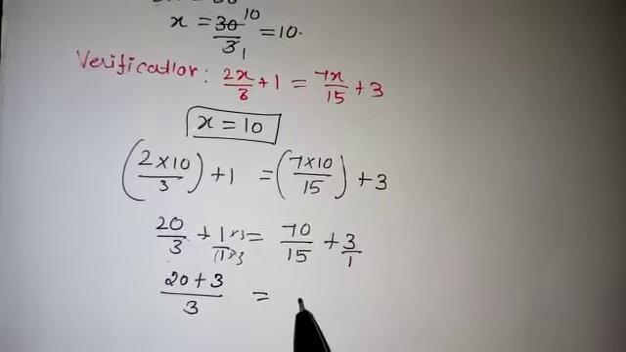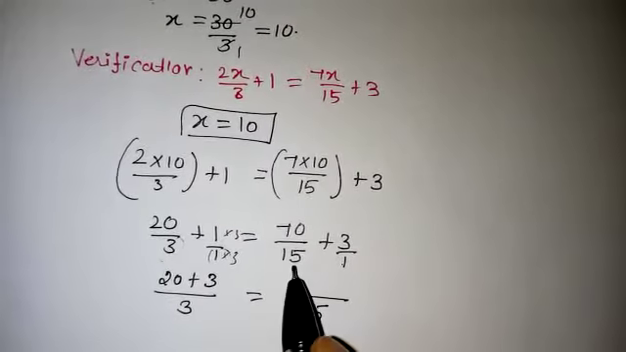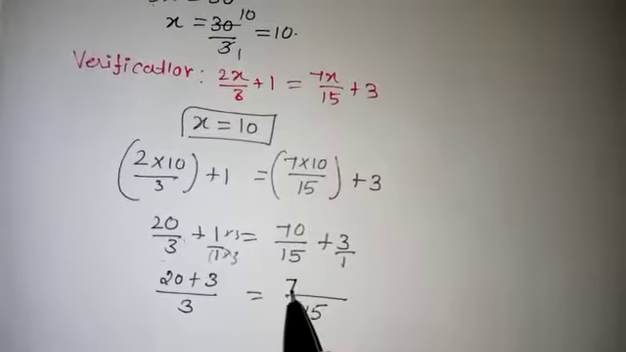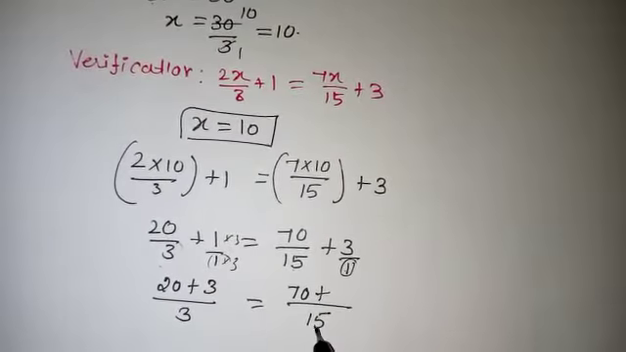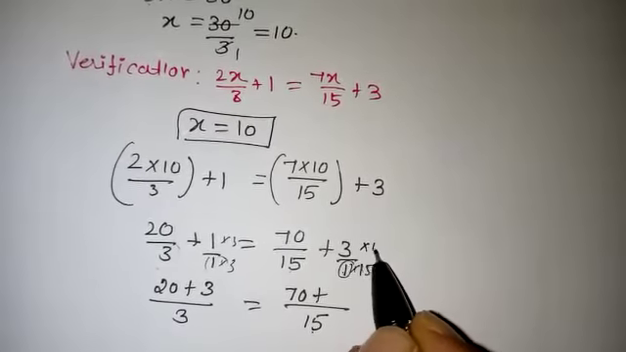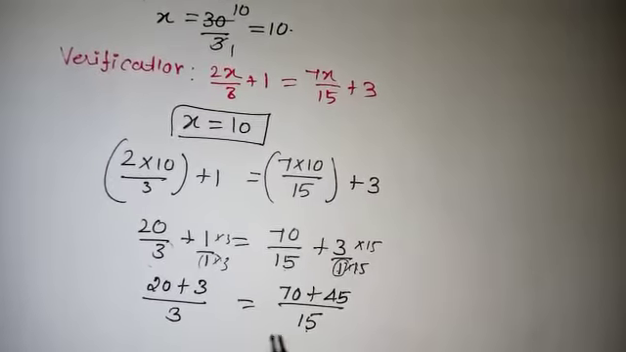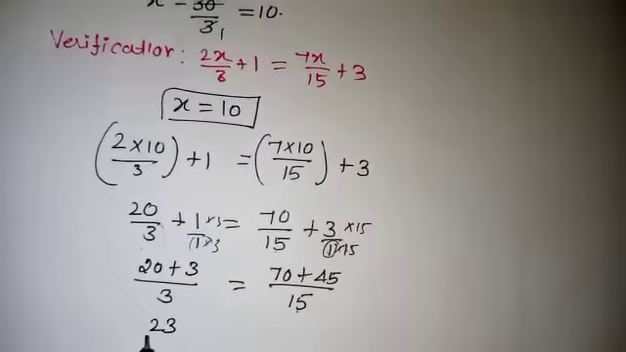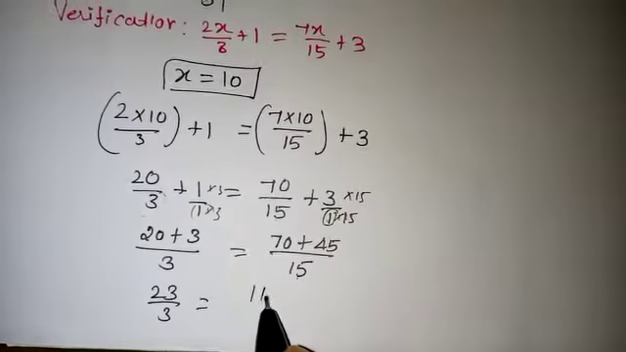So this side also I am making the LCM. For 15 and 1 the LCM will be 15 only. Here already 15 is available, take the 70 as it is. And plus, here only 1 is available, but I want 15, so you have to multiply by 15. So 15 threes are 45 you have to take. Now this is 23 by 3 we are getting. Here we are getting 115 by 15.